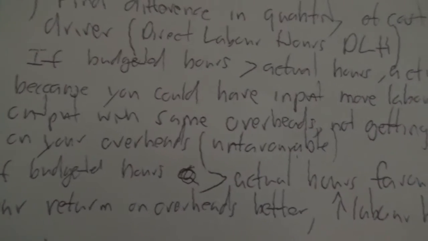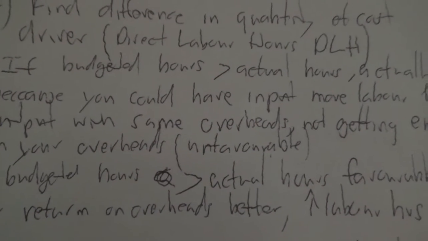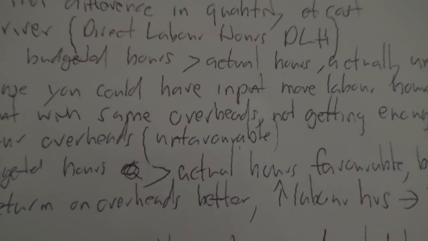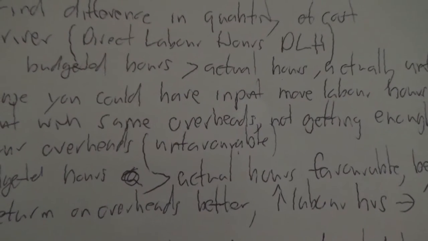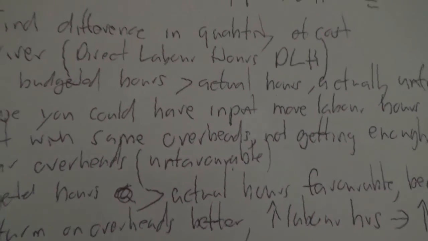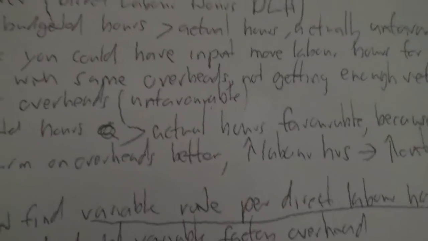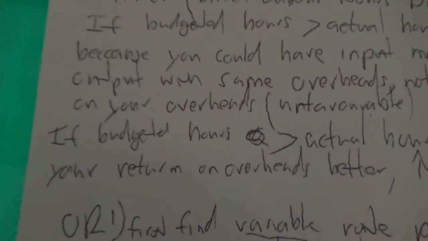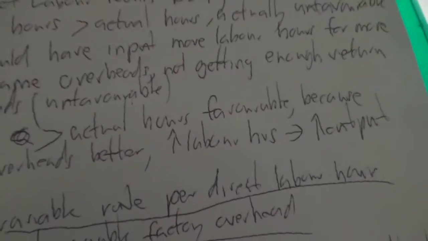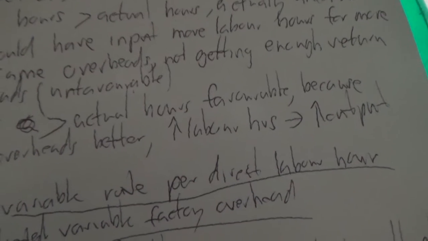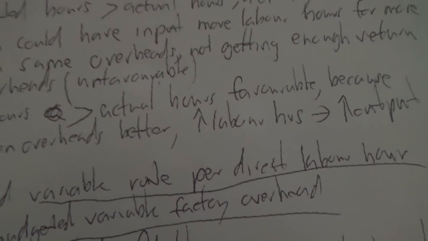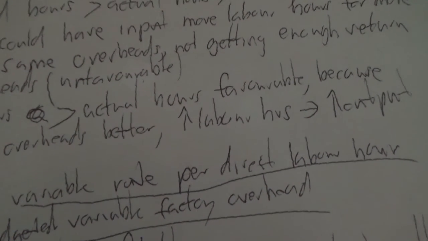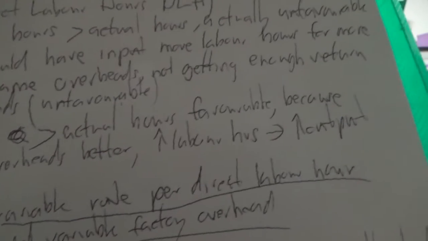And because you could have input more labour hours for more output with the same overheads, you're not really getting enough return on your overheads. So that's actually unfavourable. On the other hand, if budgeted hours is greater than actual hours, that's favourable because your return on overheads is better. You've increased your labour hours to get more output to full capacity.